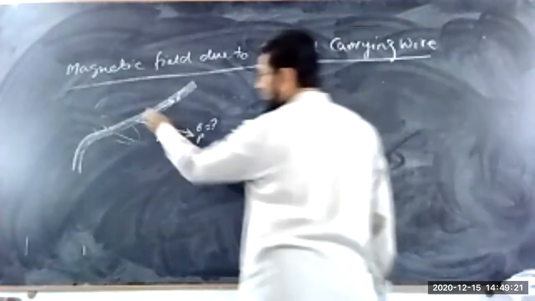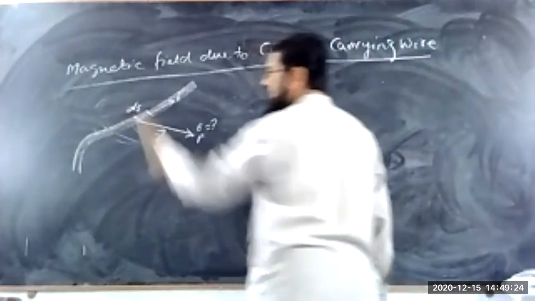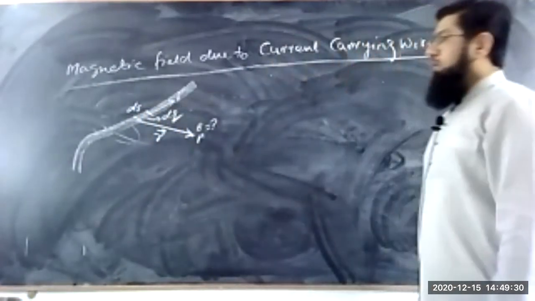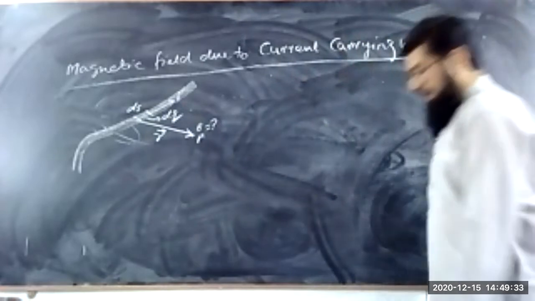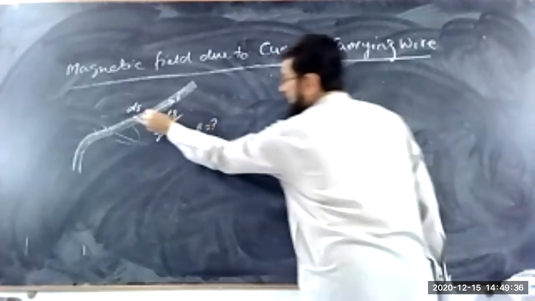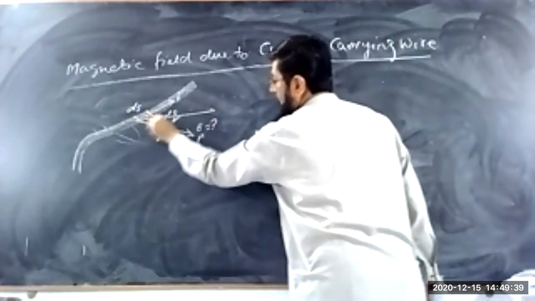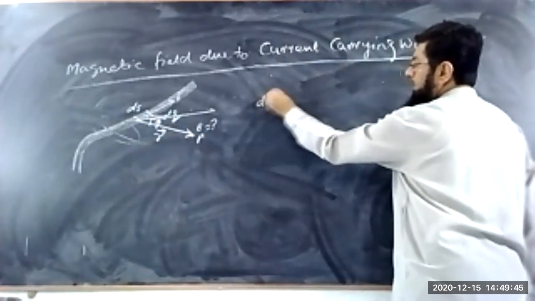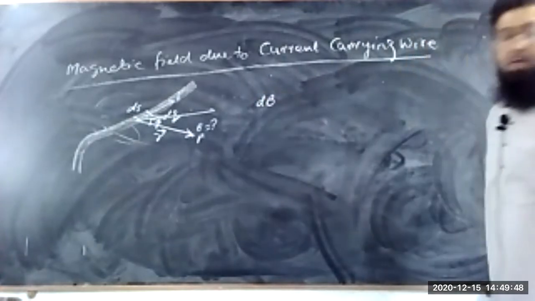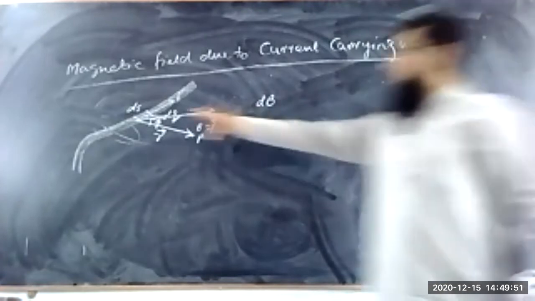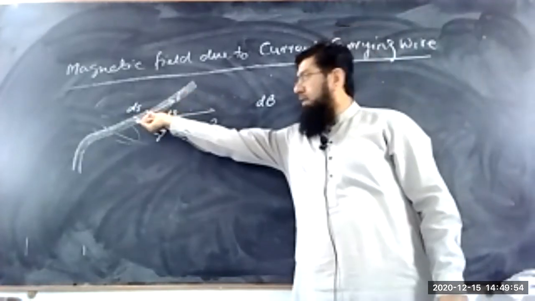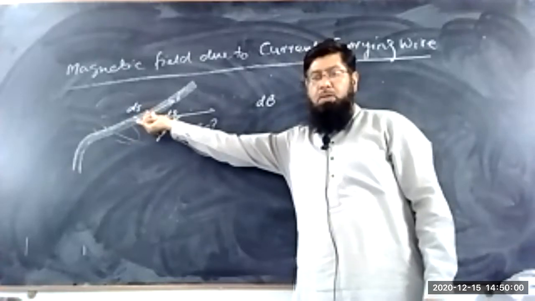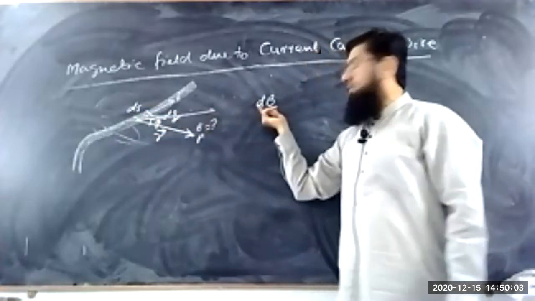If we take a small displacement ds, in which the number of charges is dq, moving with a velocity v, then we find the magnetic field at point P. This is ds and this is angle phi. So dB is the magnetic field produced by the moving charge dq. The total charge is q and dq is the amount of charge within this small element, which produces the magnetic field dB.